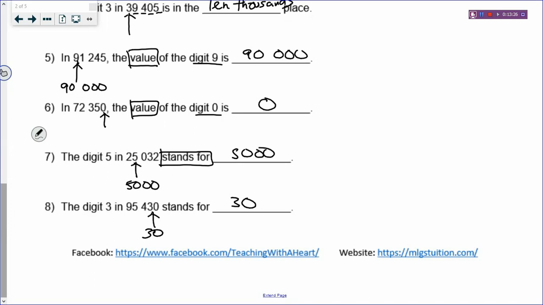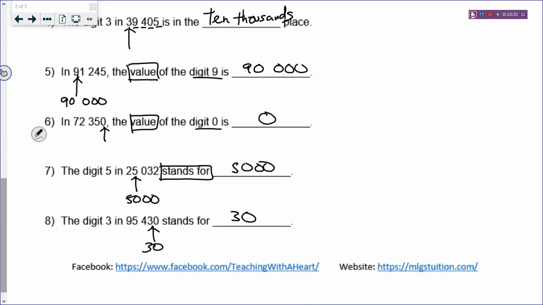So when do you write in words? When you see what place. When you see what place is the digit, then you have to write in words. Got it? Okay, now let's go on.